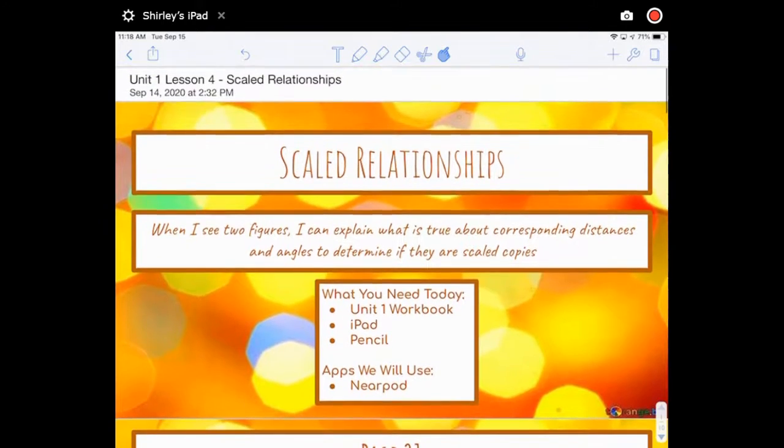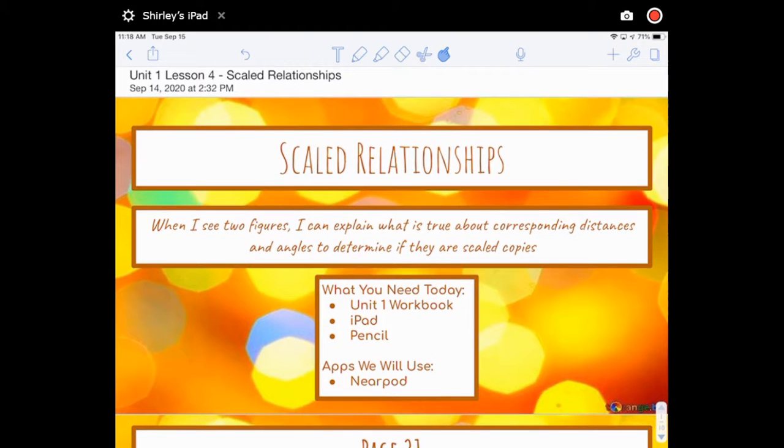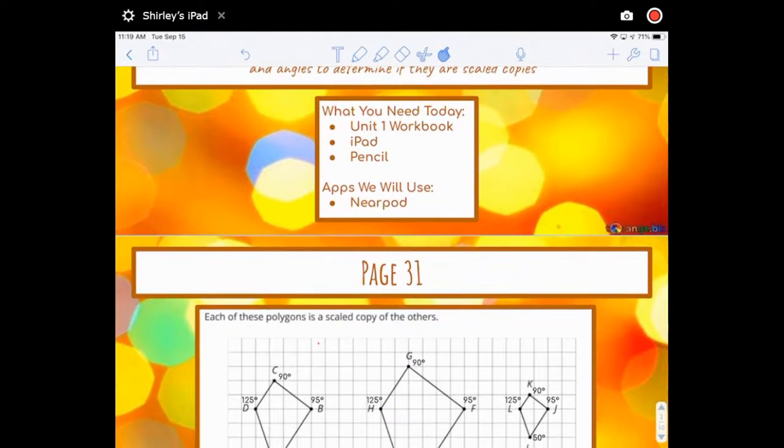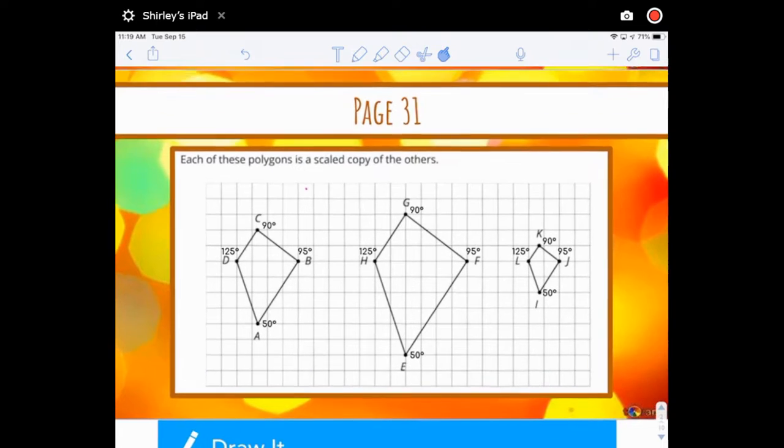A lot of you on the Edpuzzle video yesterday forgot that angles stayed the same, but after you watched it and answered those questions, were able to remember it, and that's what you put in that last question. So that was good.